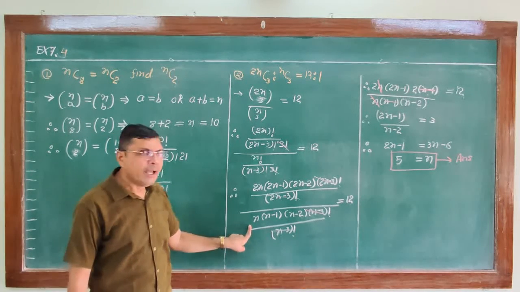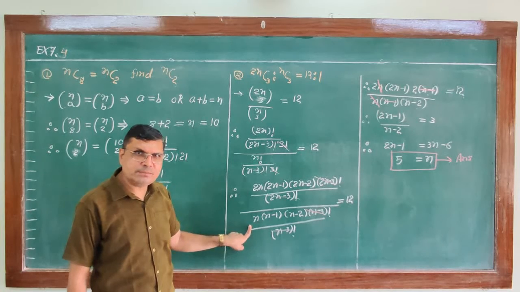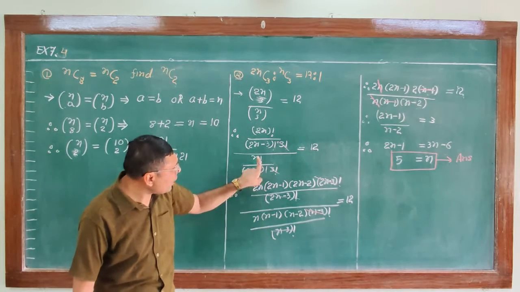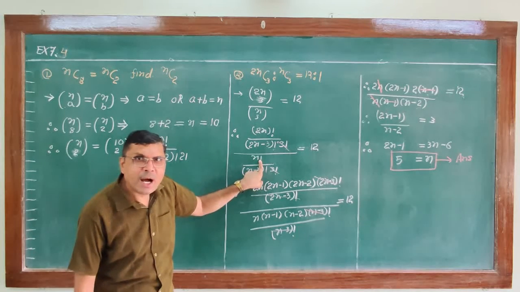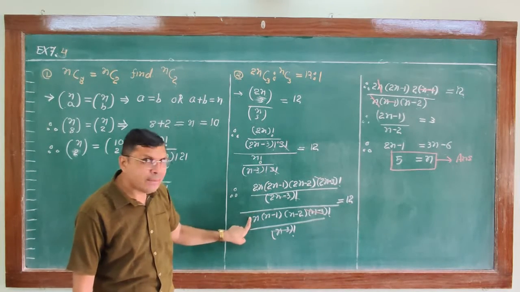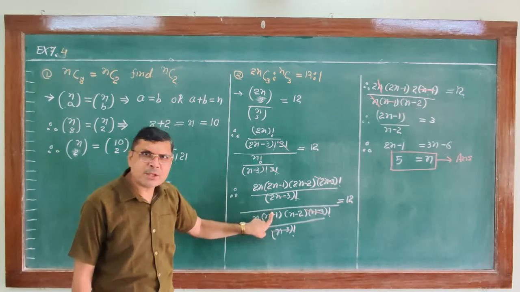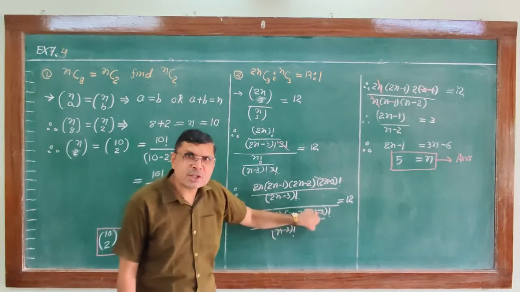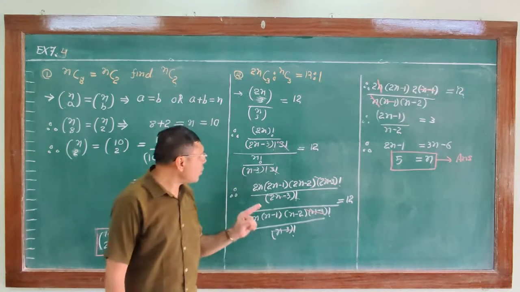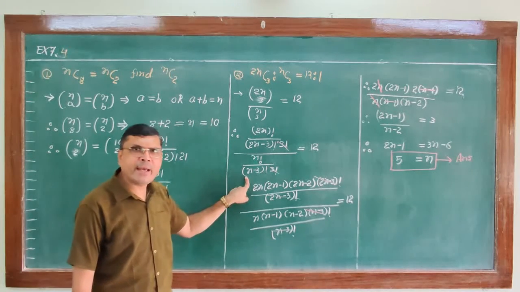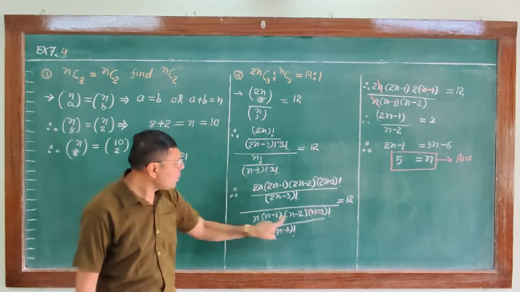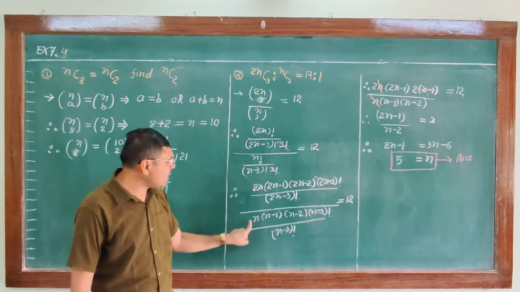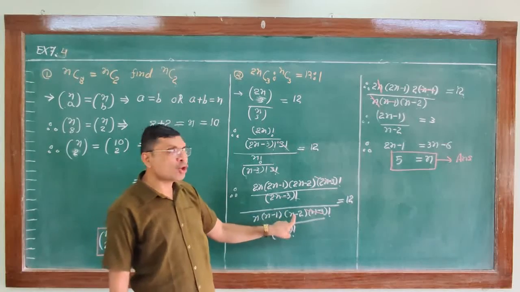Once again, in the denominator, I am talking about n factorial. How can I express it? n, 1 less is n minus 1, 2 less is n minus 2, 3 less is n minus 3 factorial, because I want to cancel this n minus 3 factorial. So these two will get cancelled. The remaining thing is n minus 1, n minus 2.